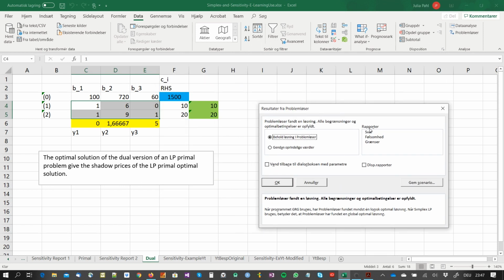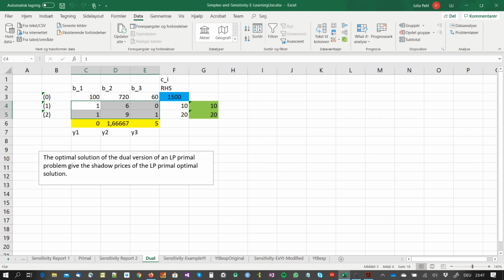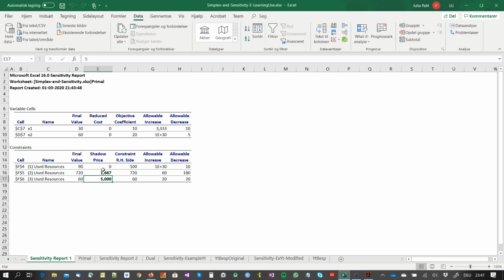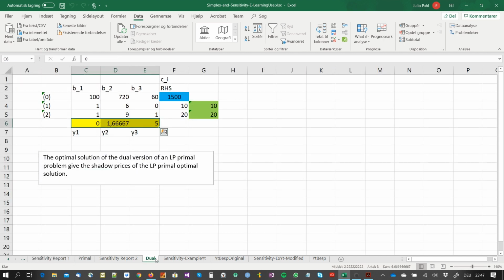then once again we have the reports that we can look at. And here we see the values that we just saw as the shadow prices in the sensitivity report on the primal problem. Recall that these are the same.